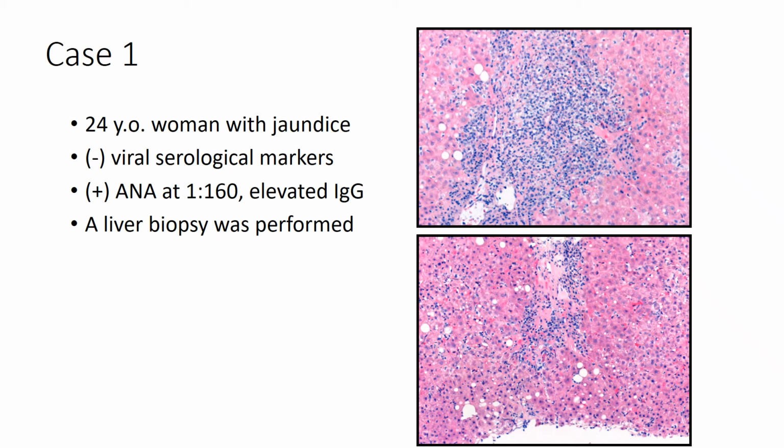So, case 1: a 24-year-old woman who presented with jaundice. Viral serological markers are negative, and autoimmune markers, specifically ANA, was elevated at a titer of 1 to 160. The immunoglobulin G component was also elevated, and a liver biopsy was performed. And this liver biopsy is diagnostic.